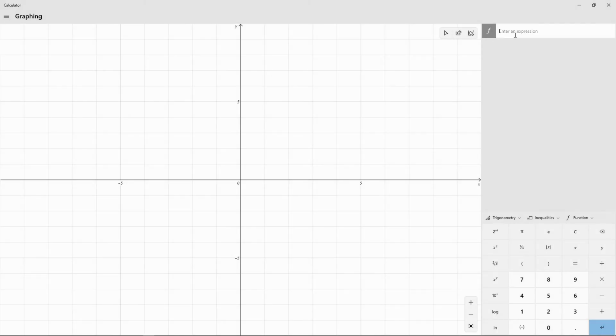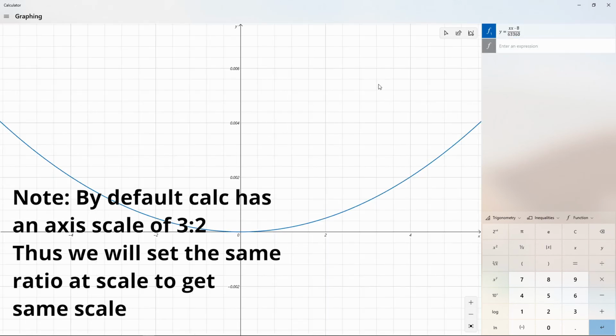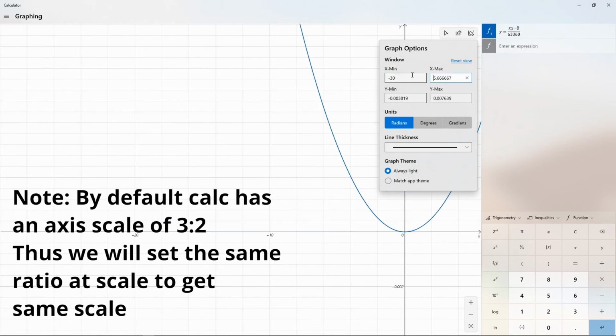How about an easy way? Well, we can fire up the Windows 10 calculator app in graphing mode. Then in the expression we type in y equals x times 8 divided by 63,360. Because our x is in miles and the result was in inches, we need to divide it further to have y also in miles.